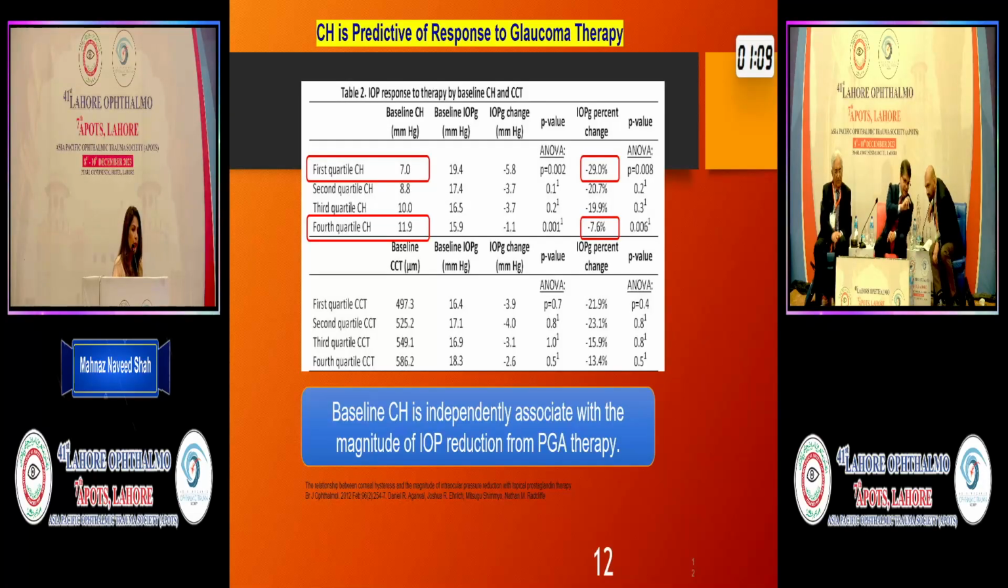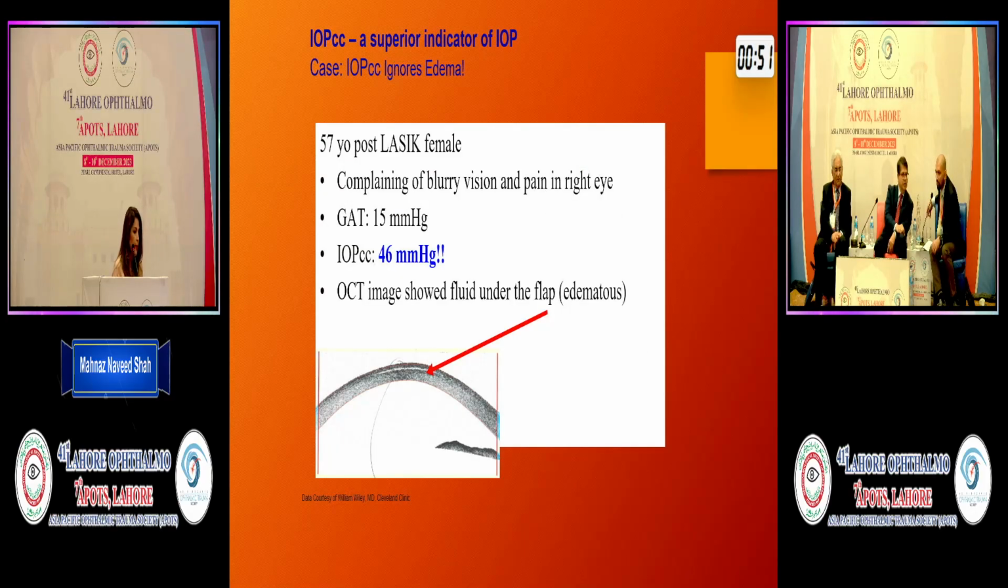If you look at patients who are put on prostaglandin analogs, those with a low corneal hysteresis value, in the first quartile of corneal hysteresis at 7.0, show a minus 29% change versus those in the fourth quartile of corneal hysteresis, which show only a minus 7.8% change. Corneal hysteresis is very valuable in patients who are post-LASIK.